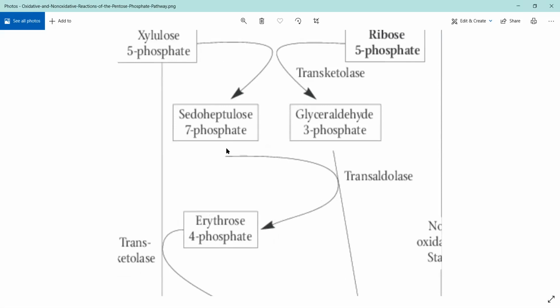Okay, in the presence of transketolase, xylulose 5 phosphate, which is a 5 carbon molecule, 5 carbon 1 phosphate, and ribose 5 phosphate, which is another 5 carbon 1 phosphate molecule, will add together and they will separate. And they will separate in such a way that there is uneven distribution of carbons. One gets 7 carbons, the other gets 3 carbons. Now again they will combine.